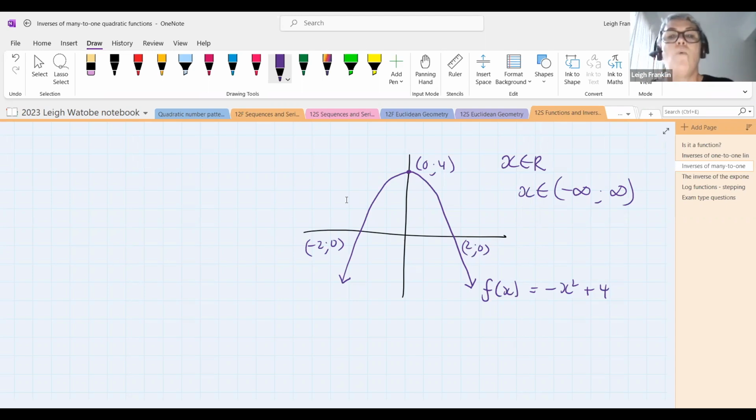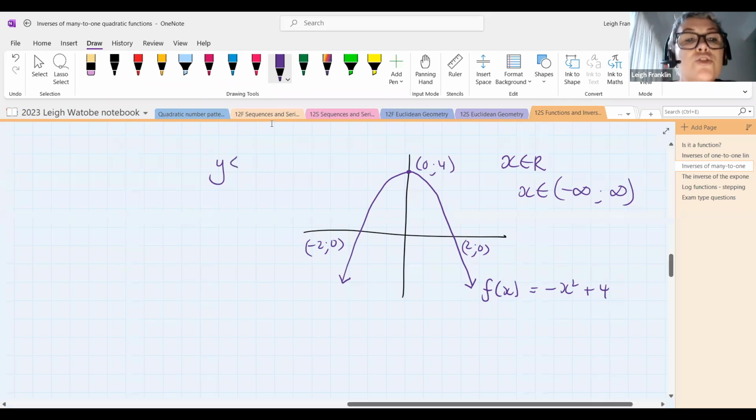When I talk about the range, however, this particular graph has a maximum at 4. So x cannot produce any y that is bigger than 4. 4 is the biggest y I can get. So in other words, for my range I would do one of two things. I would either say y is smaller than or equal to 4, because 4 is the biggest number. 4 is included. 4 is one of the outputs, the biggest output. That's why I can include it.